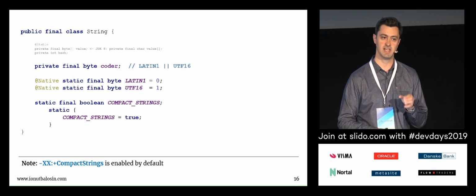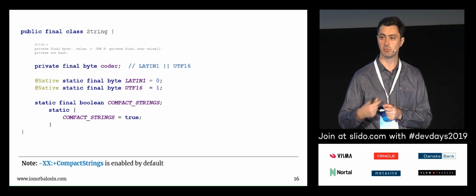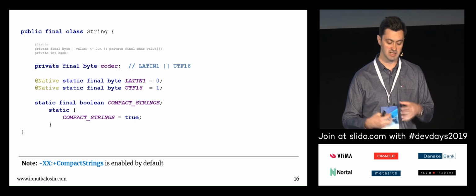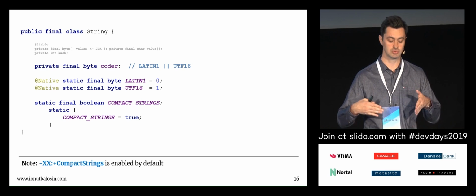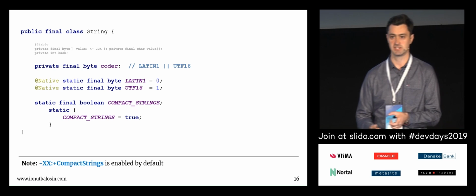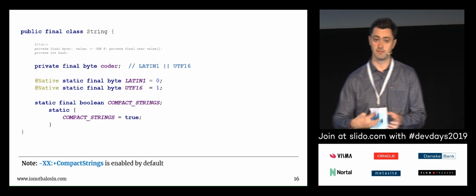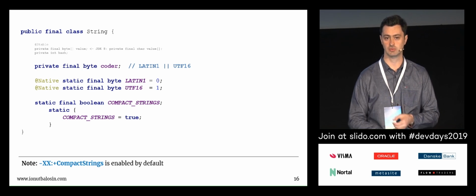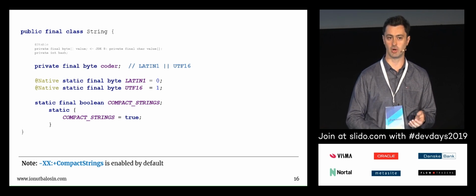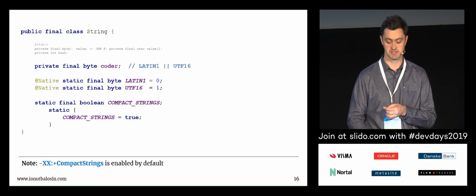The coder is actually a switch between the Latin-1 encoding scheme and the UTF-16 encoding scheme. By default, it tries to compress the string to Latin-1 because it saves space and preserves the memory footprint, and if it fails, it falls back to UTF-16, which is analogous to what we had before. One character takes 2 bytes.